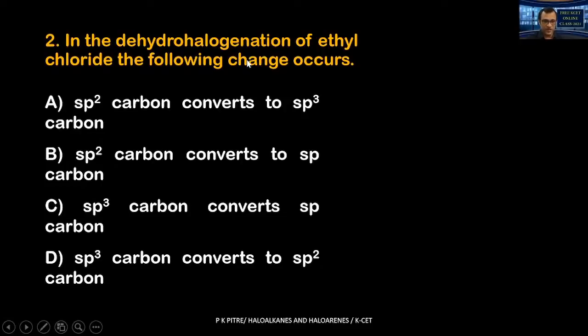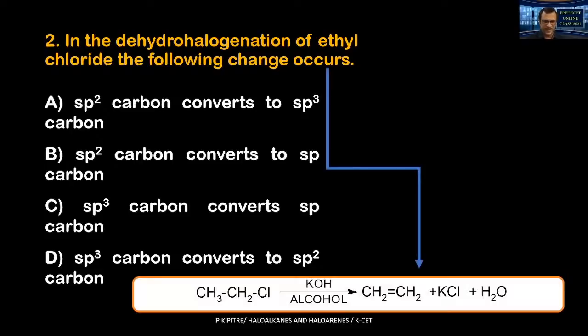Now, what is dehydrohalogenation? You know, it is the removal of one hydrogen and one halogen. And what is the reagent that you use over here? Alcoholic KOH. I said in organic chemistry, you need to write. If not, there is a chance that you will make mistakes. So let us write this reaction. Look at what has happened over here. This carbon atom is an sp3 hybridized carbon atom. This is also an sp3 hybridized carbon atom.